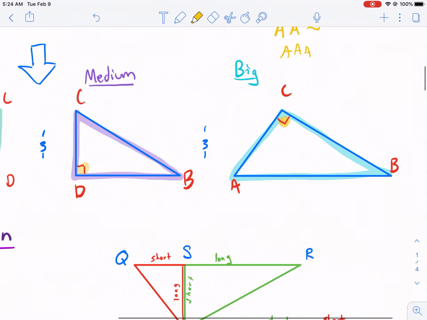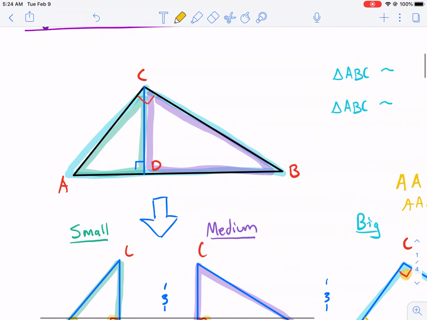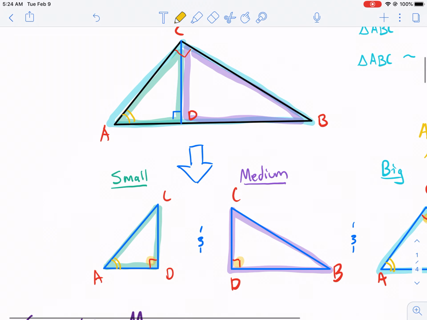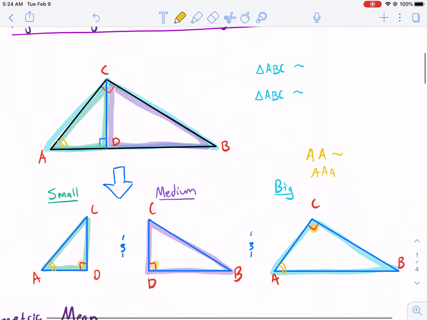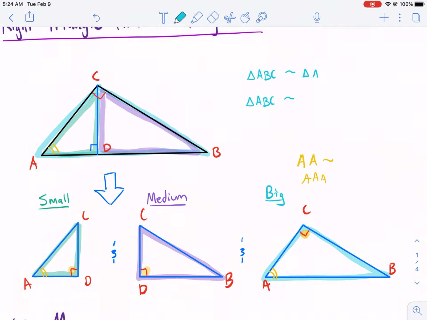So if we're considering our big one and our little one, notice that they share the same angle right here. If you go up to the big one, we can see that is this angle, and both the green and the blue triangle share that angle. Therefore, the big one, ABC, is going to be similar to the small one, triangle A. Now I have to make sure I label this correctly. I start at that angle, and now I need to go to the right angle, which is D, and then C.